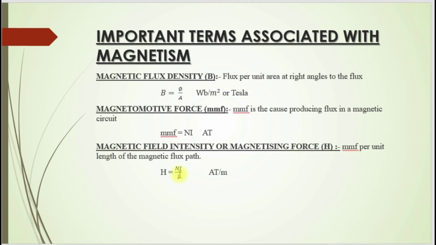So it will have the unit ampere turns, length has the unit meter, so ampere turn per meter. H is equal to Ni by L, which is equal to ampere turn per meter. Or it can be represented simply as MMF by length. So Ni means MMF, so it can be represented as H is equal to MMF by length. So ampere turns per meter.